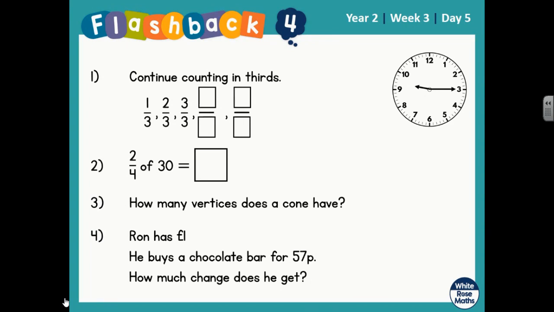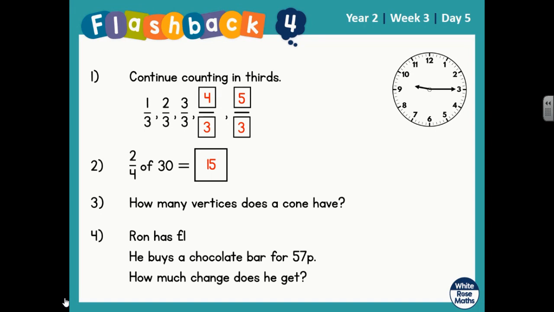How did you get on? Counting in thirds. 1/3, 2/3, 3/3, 4/3. 30. So we could get 30 pieces of pasta, put them into 4 equal parts, 4 groups, and then count how many is in 2 of those groups. But also, we know that 2 quarters is equivalent to 1 half. So we could split our group of 30 in half. Wonder if you did that. Did you get 15 as your answer?